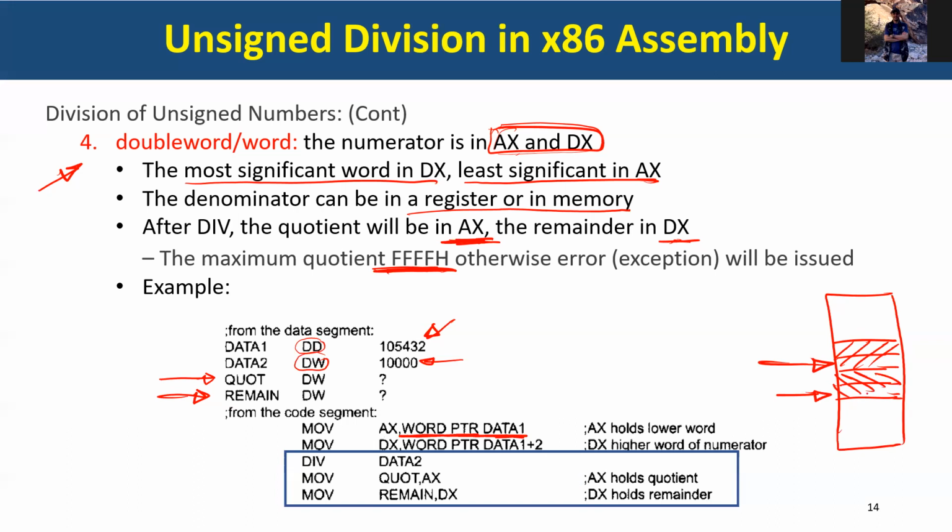So the address of the first one is pointed to by data 1. The address of the second one is data 1 plus 2. That's why here we said move DX, word pointer data 1 plus 2. Take the higher word and put it in DX. Then you say div data 2. So the quotient will go to AX and the remainder will go to DX.